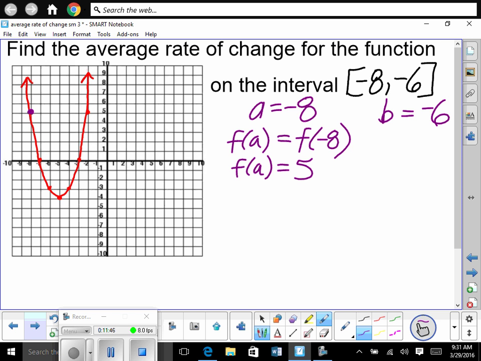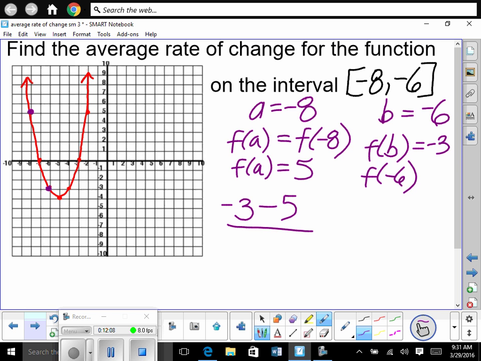Yeah. So then we need f of b, which means what's my function at -6? So let's find -6. Any function here? Nope, nope, nope. There, right there, is my function at -6. It's at -3. So f of b is -3. So now I can do the formula: f of b, which is -3, minus f of a, which is 5, all over b, which is -6, minus a, which is -8. On top we get a -8, and on bottom we get a +2. So our average rate of change is -4. So guys, between those 2 points, the average rate of change is -4.